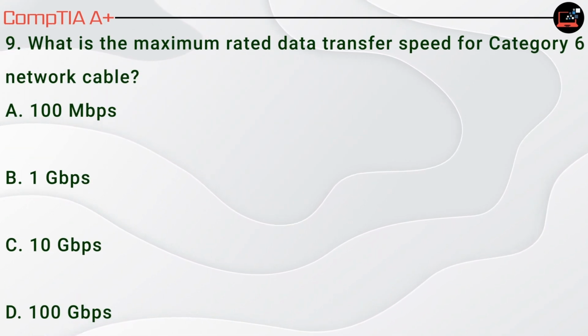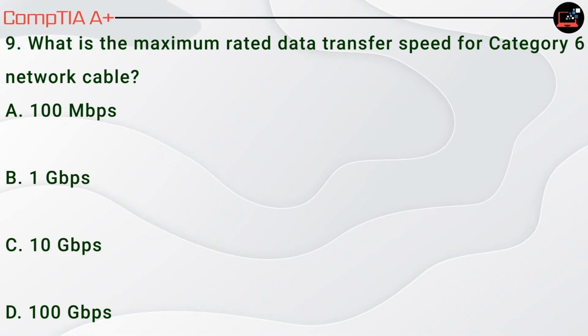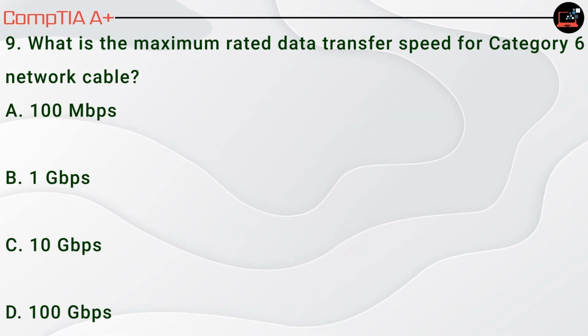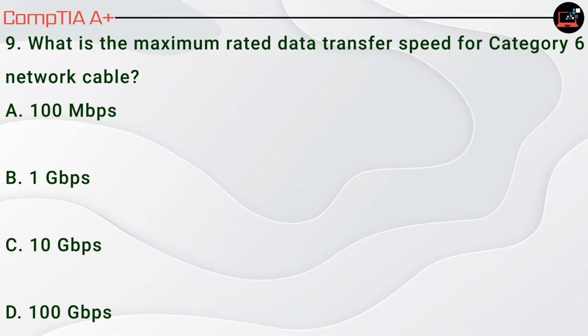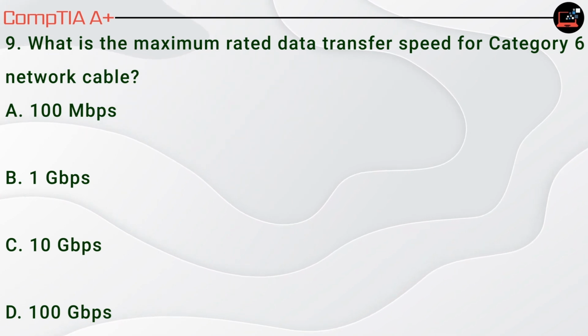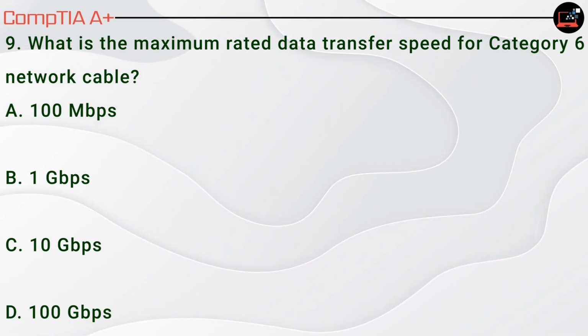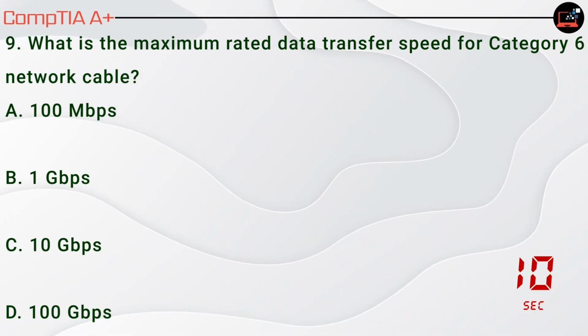9. What is the maximum rated data transfer speed for Category 6 network cable? A. 100 megabits per second. B. 1 gigabytes per second. C. 10 gigabytes per second. D. 100 gigabytes per second.